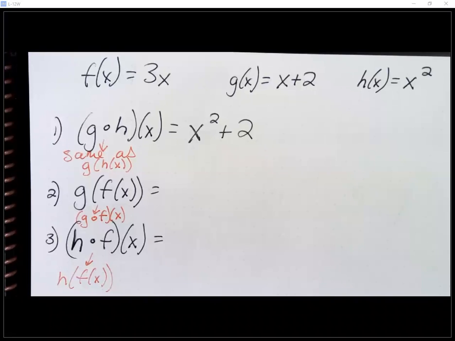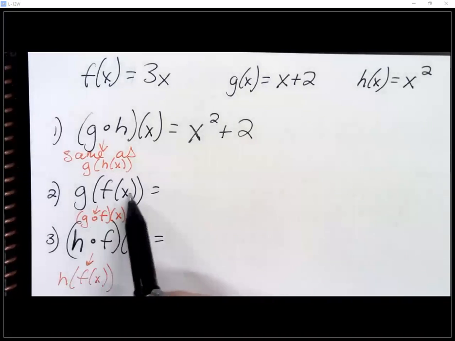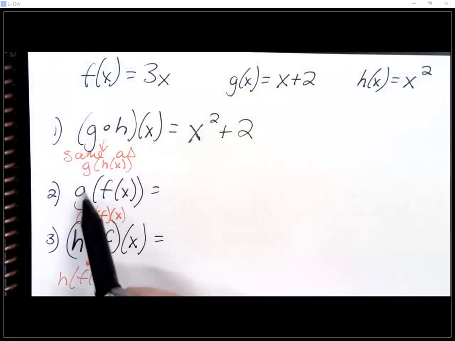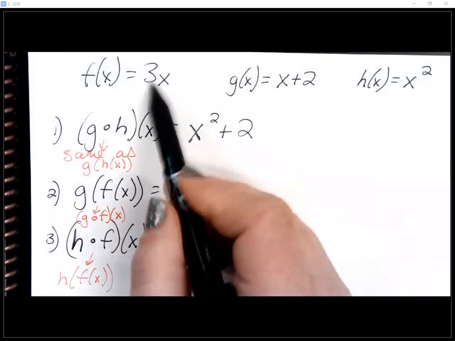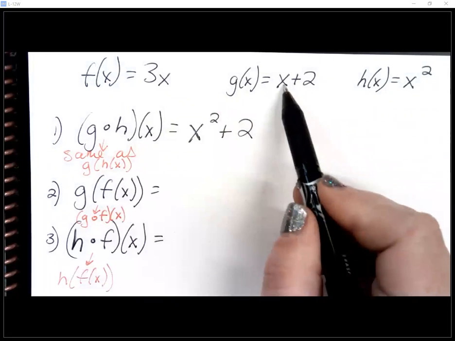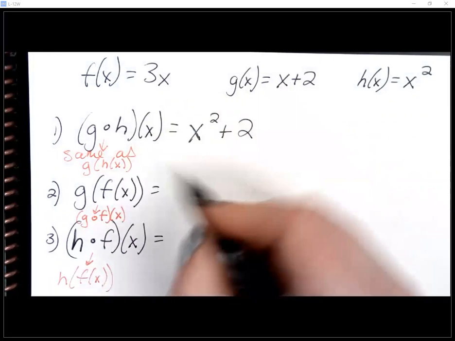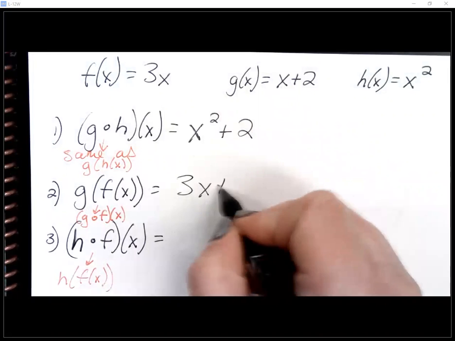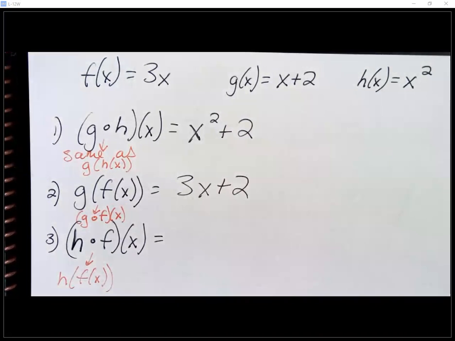Okay, my second one, I'm taking the f function, whatever it is, and I'm going to put it into the g. F is 3x. So I'm going to pick this up, bring it over to the g. Instead of writing that, I'm going to write 3x. So I just get 3x plus 2. If there's anything to simplify, you simplify, but there's not in that case, so I'm done.